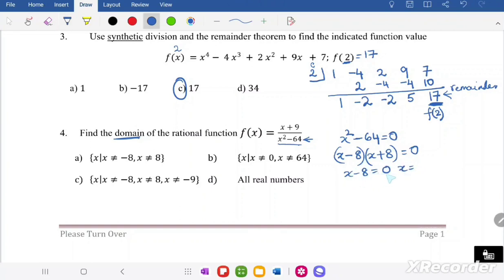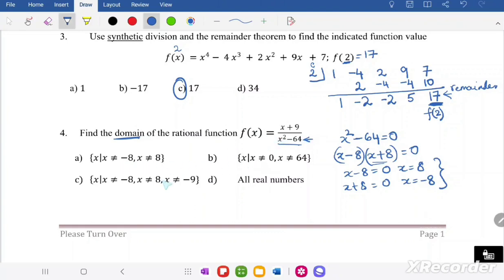So x minus 8 equal to 0, therefore x is positive 8, and x plus 8, the second one, equal to 0, therefore x is negative 8. So these are the two values of x that must be excluded from the domain of this rational function. So which are the right choices?